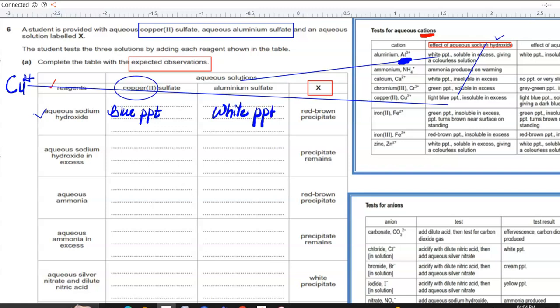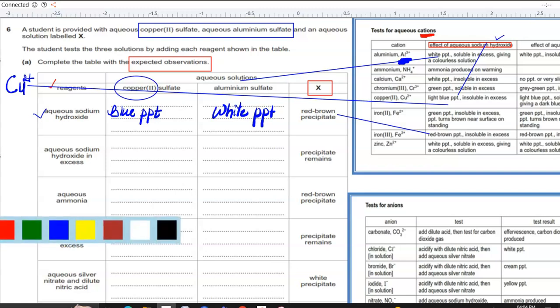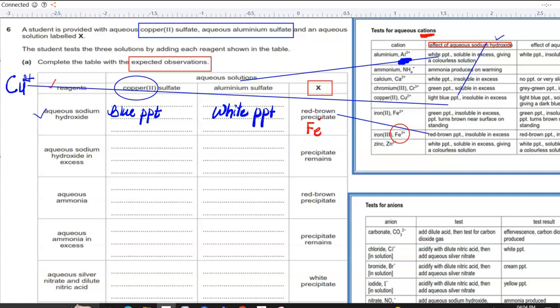Now, for X, you get reddish brown precipitate. See the observation, because in this case, they have given you an observation. So, let me check where reddish brown precipitate is. Check the ion which is against reddish brown precipitate. It's iron 3 plus. So, what does it indicate? It indicates that solution X contains iron 3 plus ion.